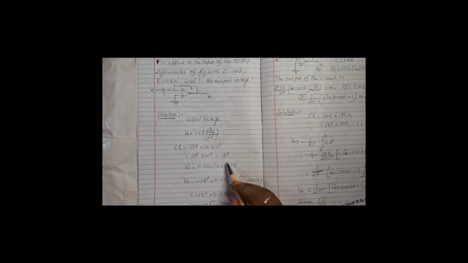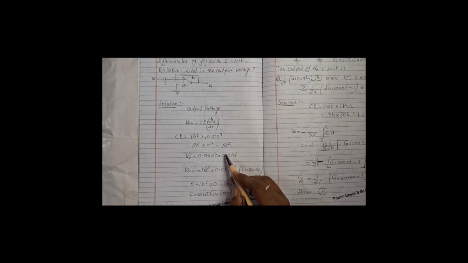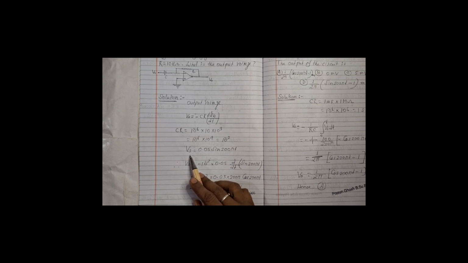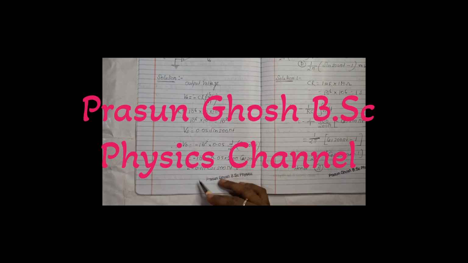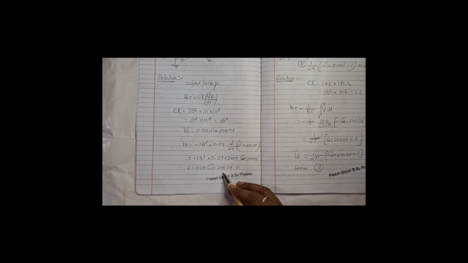Putting the values of C and R and also Vs, we get CR as 10 to the power minus 2, and Vs is the input voltage given. Putting the values of CR and Vs in this equation, we get minus 0.1 pi cos 200 pi t volt. So this is the output voltage of a differentiator.